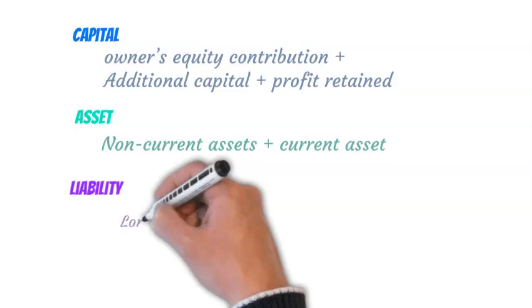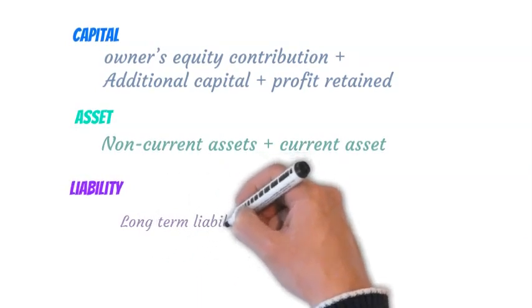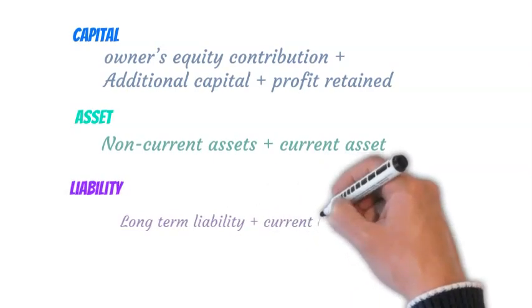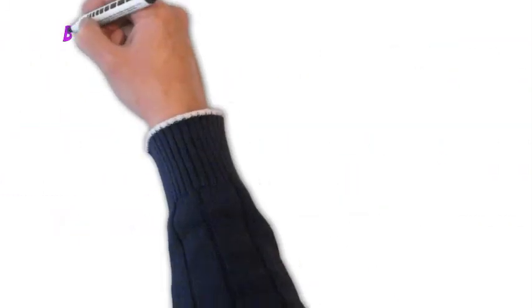Liabilities are claims against a firm. They come in the form of current and long-term liabilities. Current liabilities are liabilities that take less than a year to settle, while long-term liabilities are claims against a company that take more than a year to settle.